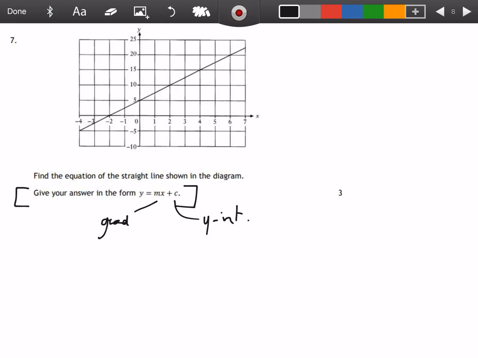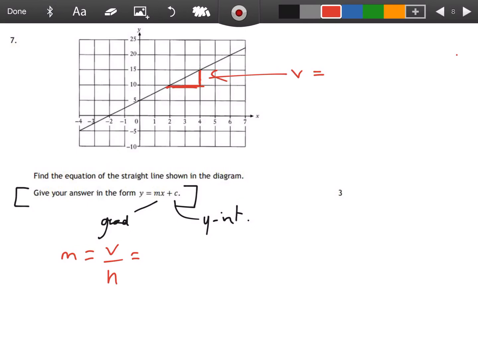Okay, so the gradient. To find the gradient, I am looking for 2 points on the line and I'm going to create a right-angled triangle. I'm going to use that point there and that point there. And I've created a right-angled triangle. Now, to get the gradient, remember, it's the vertical over horizontal. What is the vertical? It is one box.